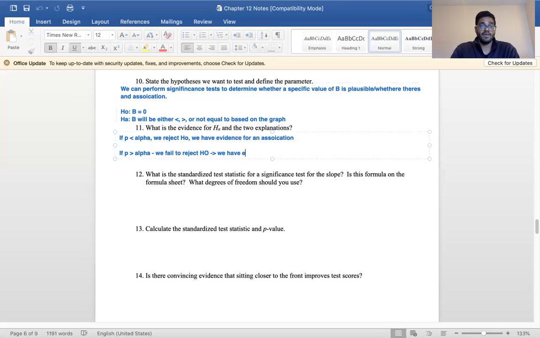And we have evidence for an association, because your beta is going to tell you as one thing increases what's happening to the other, right? What's happening to your two variables. So the whole idea is that if we can show that, a significant result or not can tell us if there's an association between the two variables.